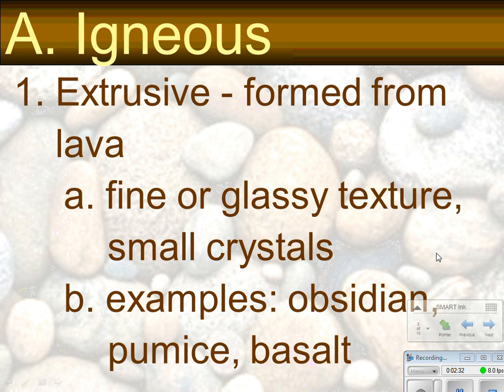Some examples of igneous extrusive rocks are obsidian, pumice, and basalt. Pumice is the stuff that maybe your mom or yourself scrub your feet with, to get off all the hard spots. It's that light color, got lots of holes in it.